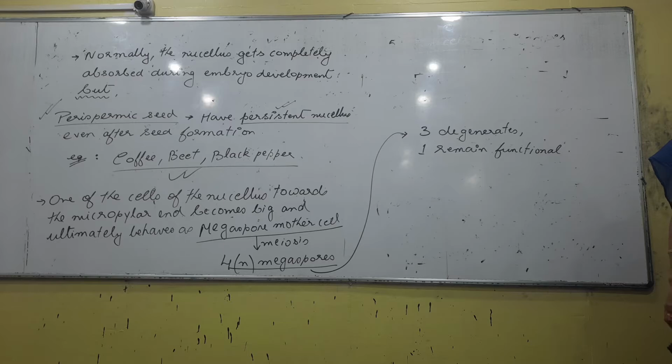So, pay attention to the word persistent nucellus, the examples and the name, perispermic, persistent nucellus and the names, right. And what we have seen, one of the cells of the nucellus towards the micropylar end will become big and ultimately it will form what? The ovule. What is a megaspore? A megaspore is nothing but the ovule. What is the ploidy of a megaspore? N. Megaspore mother cell is 2N. Megaspore will be N. So, megaspore is nothing but the ovule.